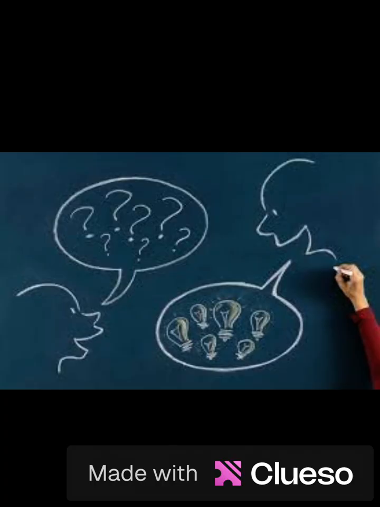Counterfactual thinking is when we imagine different outcomes for things that have already happened, like thinking, if only we had left earlier, we wouldn't have missed the bus. This can help us learn from mistakes, but it can also make us feel regret or dwell on the past.